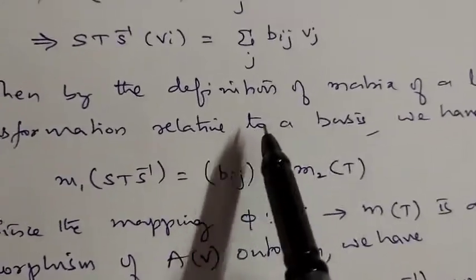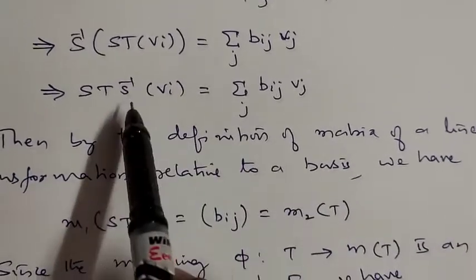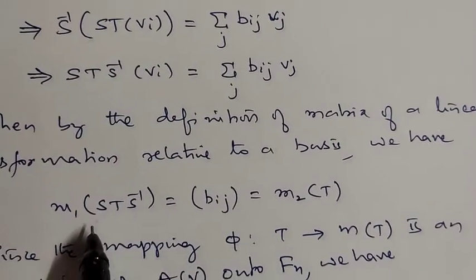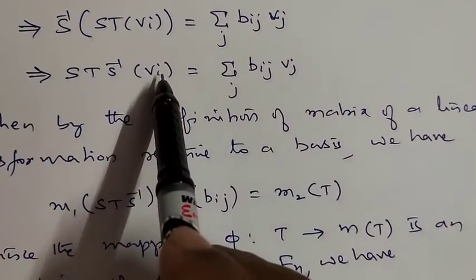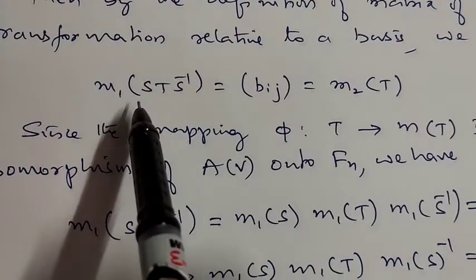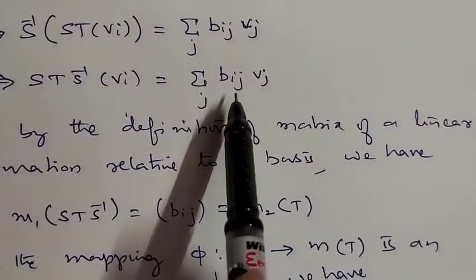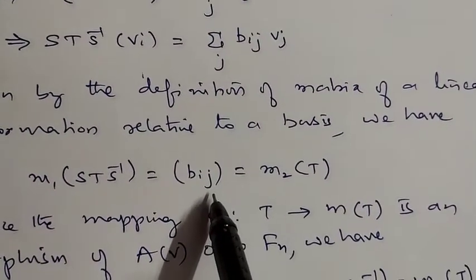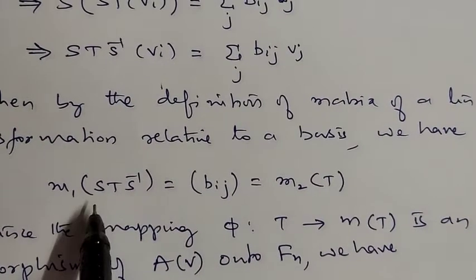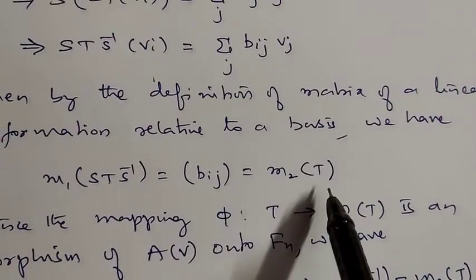Then by the definition of the matrix of a linear transformation relative to the basis, we have the matrix of S T S inverse. Since we have written it with respect to the Vi's, I write M1 of S T S inverse is equal to, what is the matrix? Bij is the matrix, but Bij is nothing but the matrix M2 of T. Therefore, M1 of S T S inverse is equal to Bij, that is equal to M2 of T.